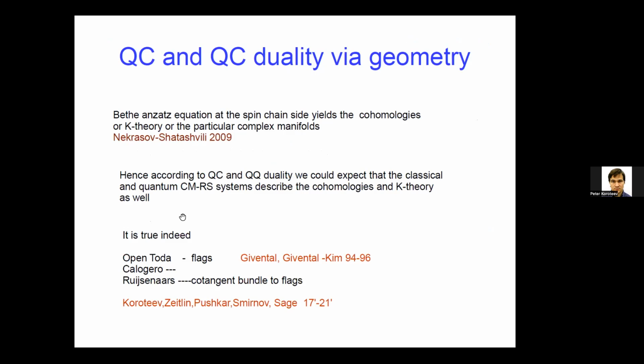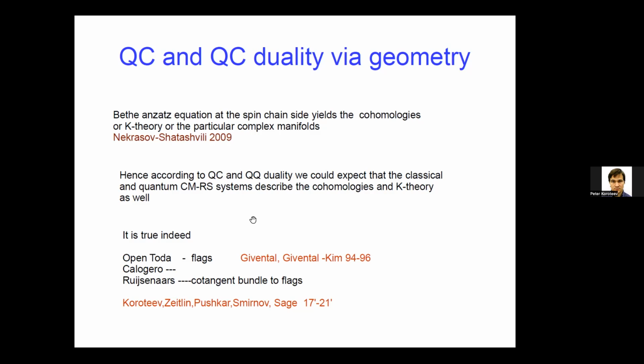Okay, so before turning to integrable probabilities, let me also mention that this quantum-classical duality can be seen in a geometrical setting. It was argued by Nekrasov and Shatashvili that the Bethe-Ansatz equation on the spin chain side provides the cohomology, or K-theory, of some manifolds. And since we have a duality, we could expect that the Calogero-Ruijsenaars system is also related to the cohomology or K-theory of some manifold.